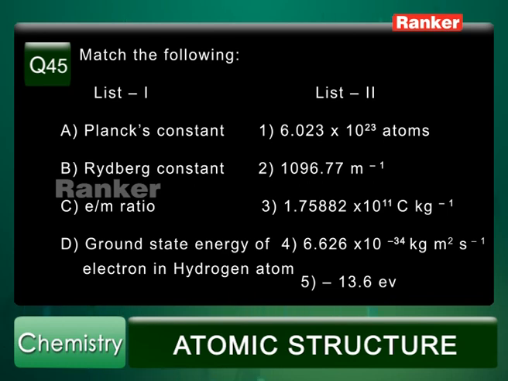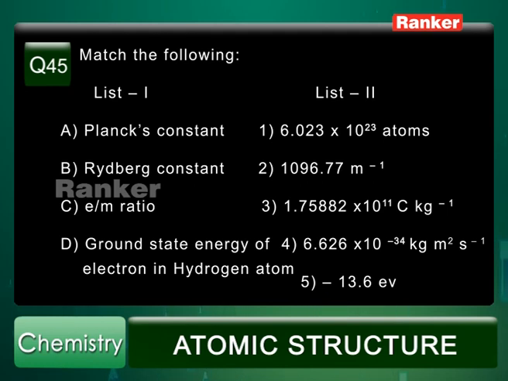E by M ratio, the charge to mass ratio, that should be 1.6 into 10 power minus 19 divided by 9.1 into 10 power minus 31. That comes out to be 1.75 into 10 power 11. So C must be 3. So A4, B2, C3. Yes, it is there in option 3.